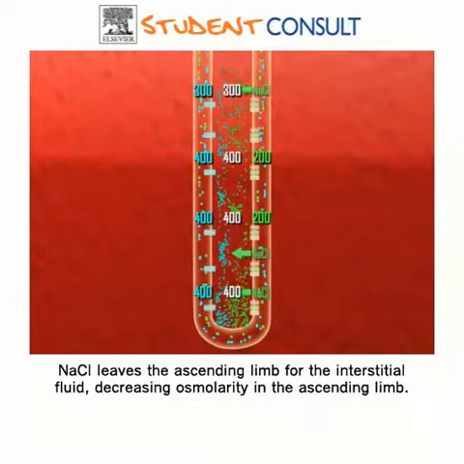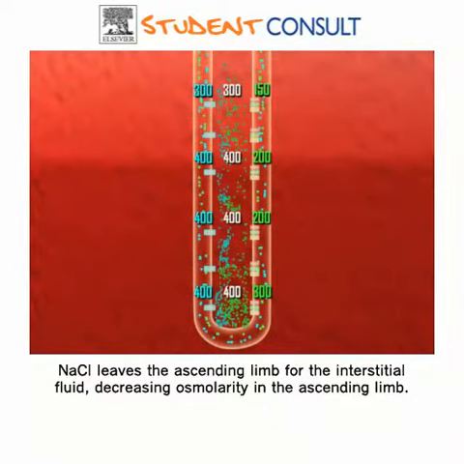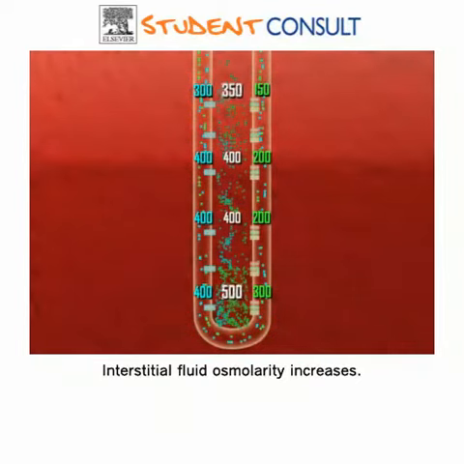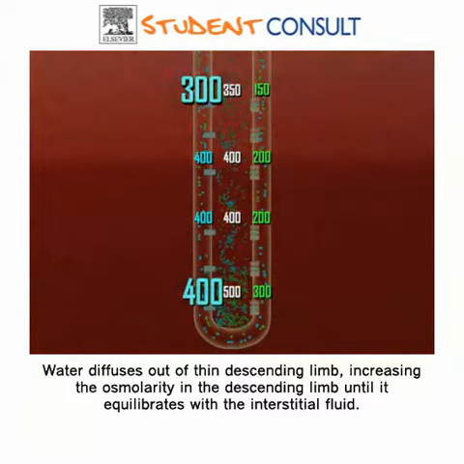Sodium leaves the ascending limb for the interstitial fluid, decreasing osmolarity in the ascending limb. The interstitial fluid osmolarity increases. Water diffuses out of the thin descending limb, increasing the osmolarity in the descending limb until it equilibrates with the interstitial fluid.